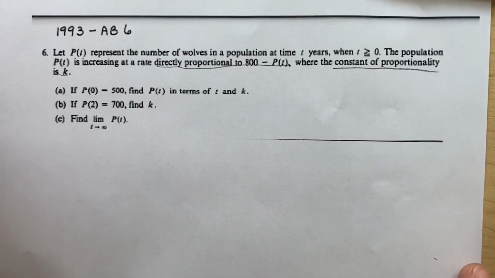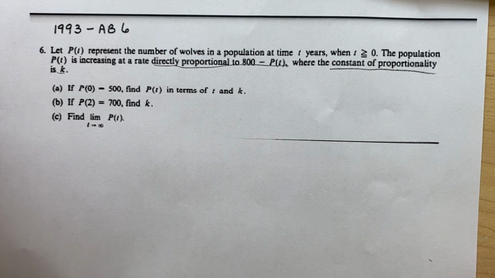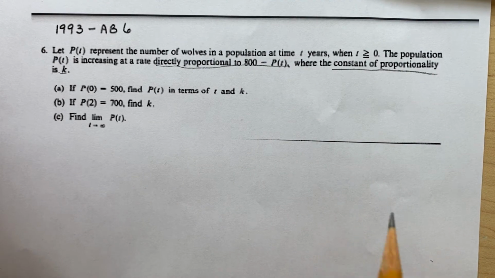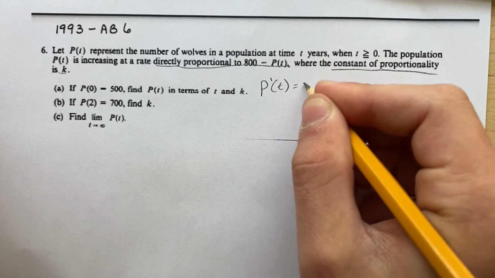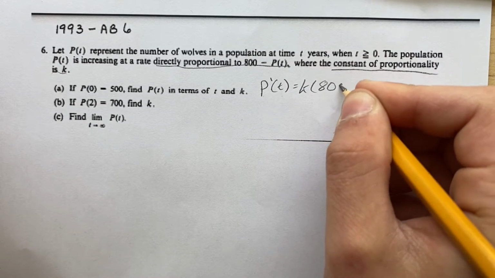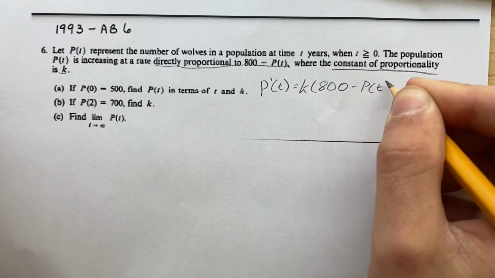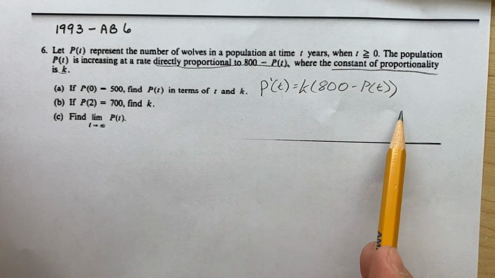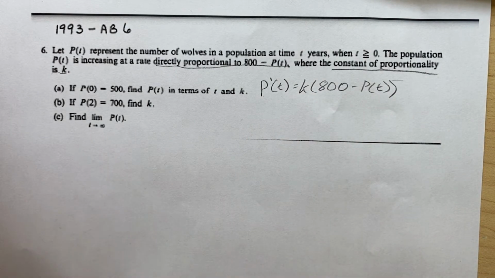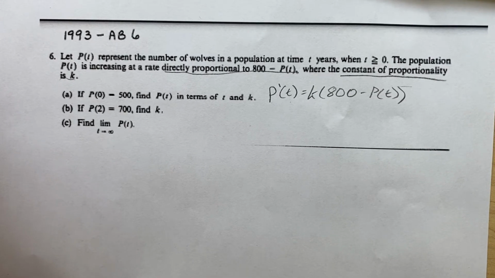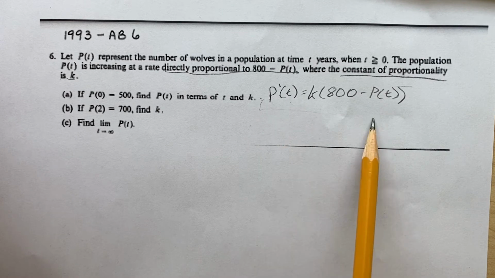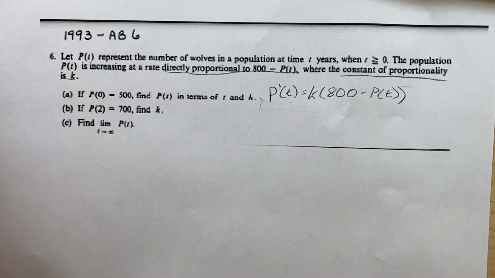That is a really weird way of stating just the basic differential equation that this is going to be based off of, which is that p prime of t equals k times 800 minus p of t. Now, if you weren't able to just get that from this weird wording, I wouldn't be too worried about it. This is an older question. I haven't seen anything like this in recent tests I've taken. So the strange constant of proportionality language, I wouldn't worry about it. As long as you have this to start with, you're good to go.